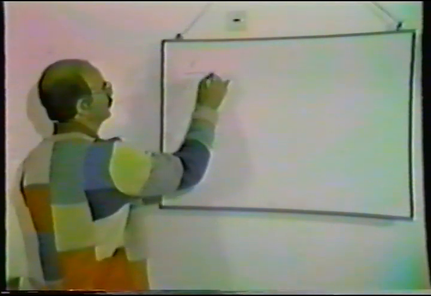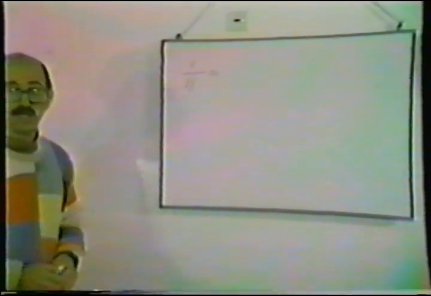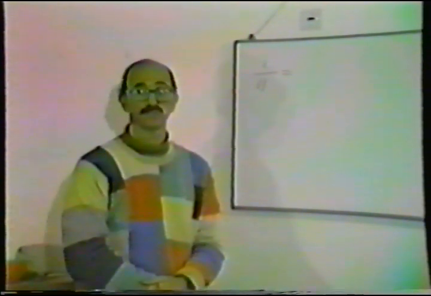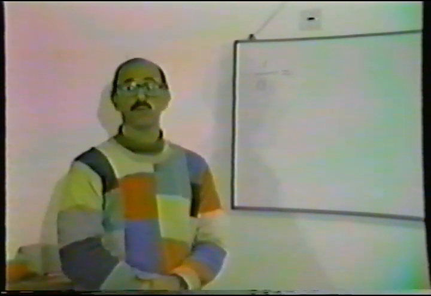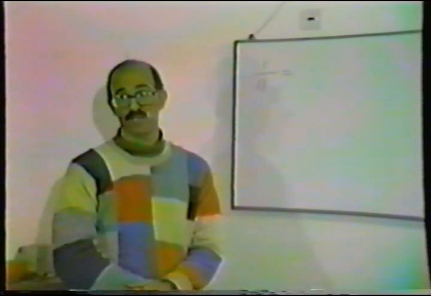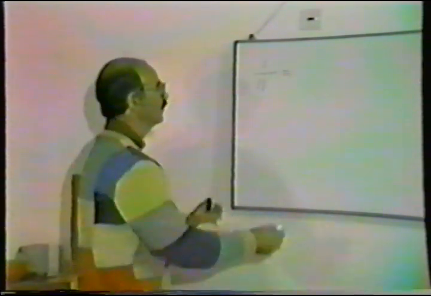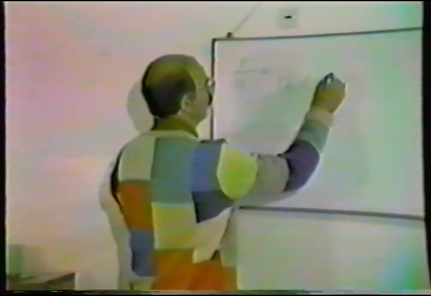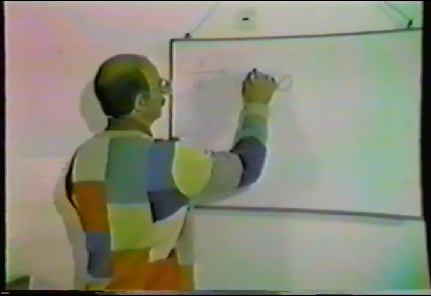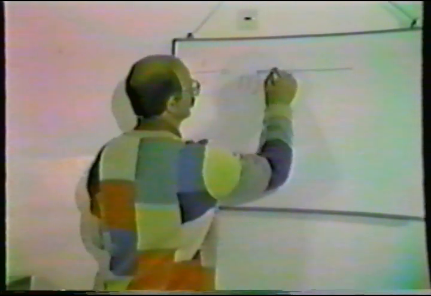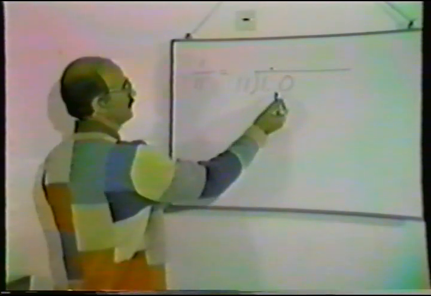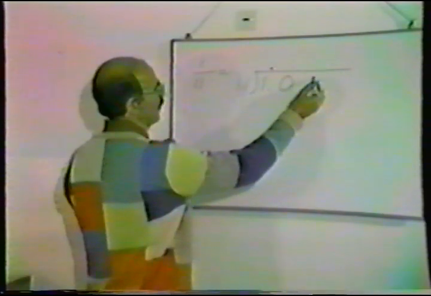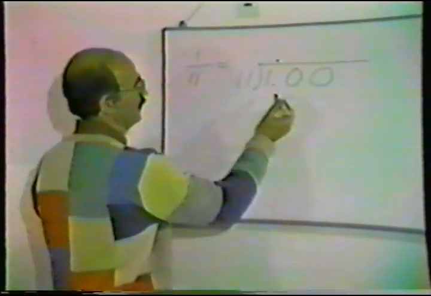1/11. Does it already have 10, 100, or 1,000 on the bottom? No. Can we make it 10 or 100? No. Can we reduce it? No. We must divide 11 into 1. 11 into 10. Can we do that? No. We'll have to do 100.